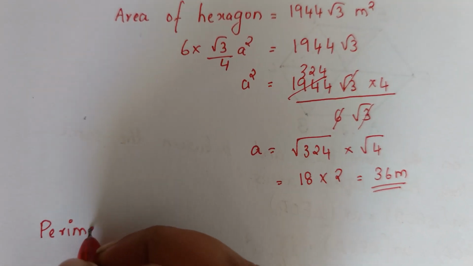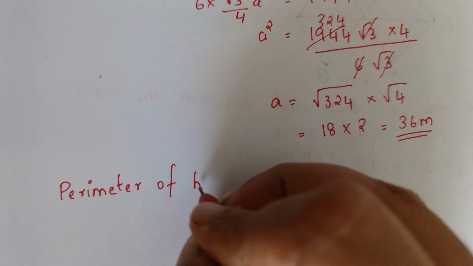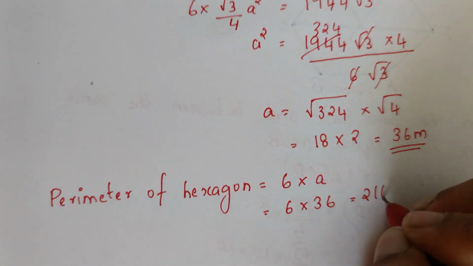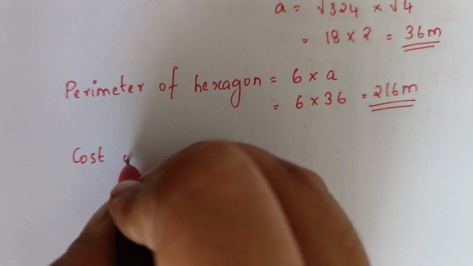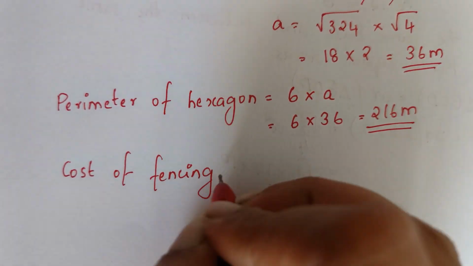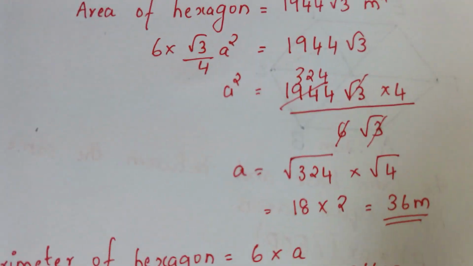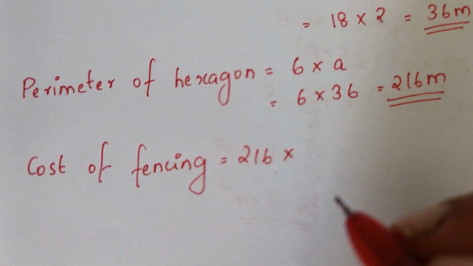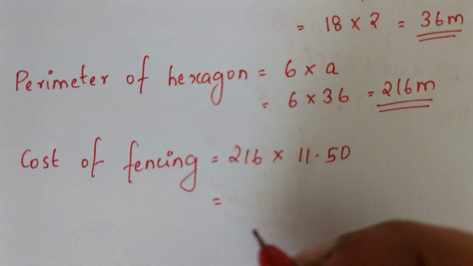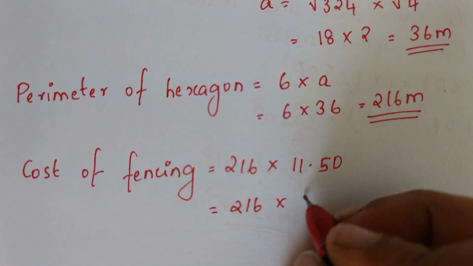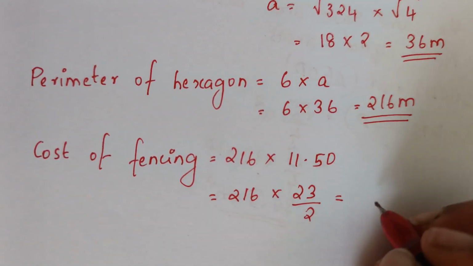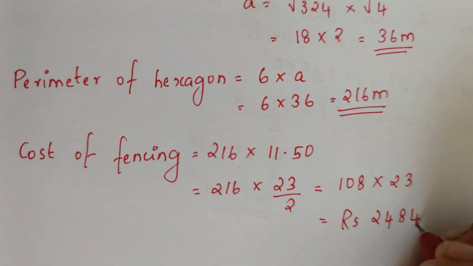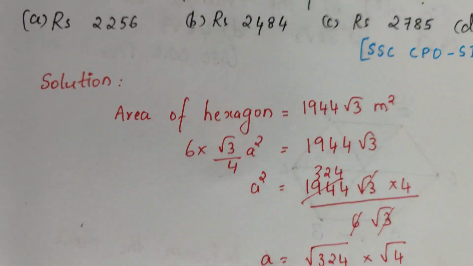Now in order to find cost of fencing, we need to find the perimeter of the hexagon, which is 6 into a, that is equal to 6 into 36 equal to 216 meter. Hence cost of fencing is equal to 216 into the rate per meter, which is given as 11.50. So 216 into 11.50, and we can write 11.50 as 23 by 2. So which is equal to 108 into 23, which is rupees 2484. So option B is the correct answer.